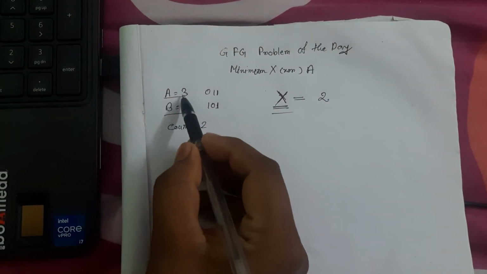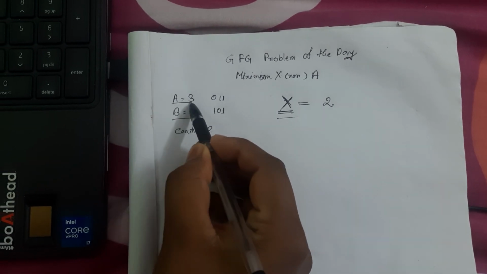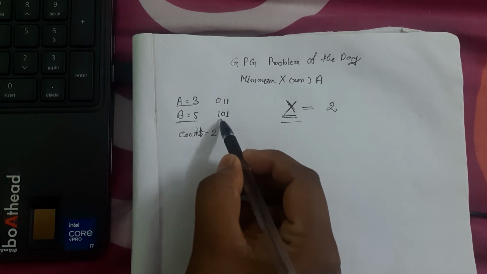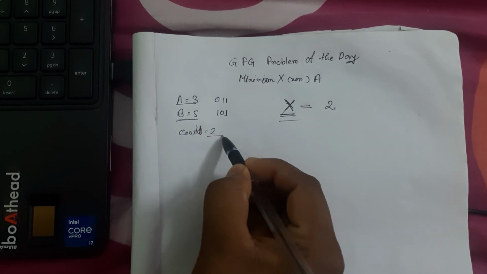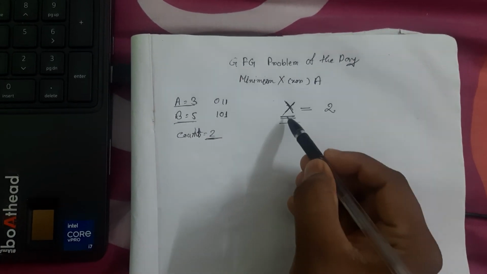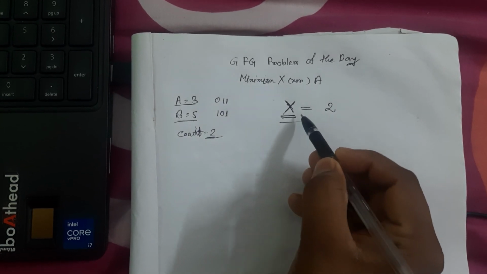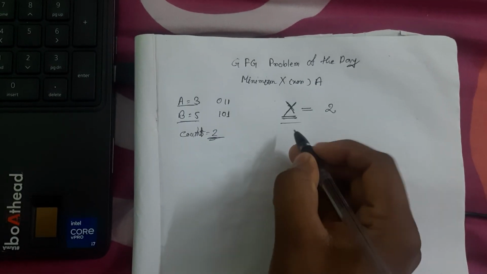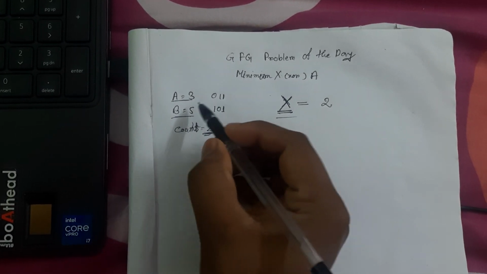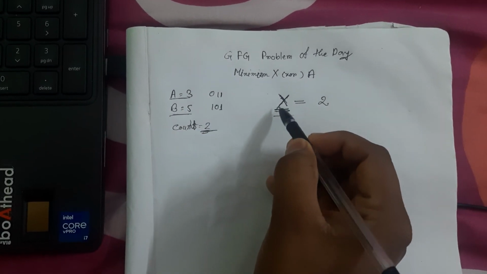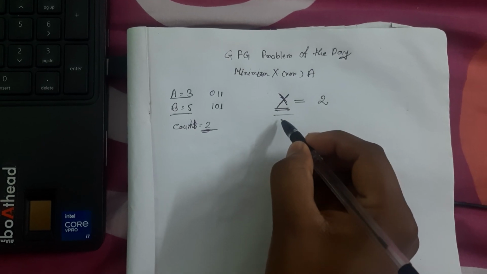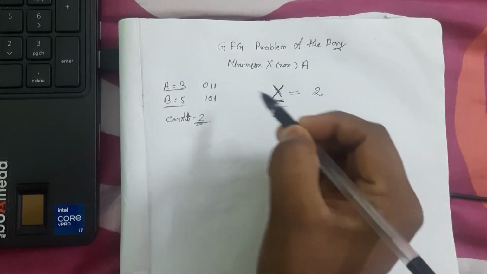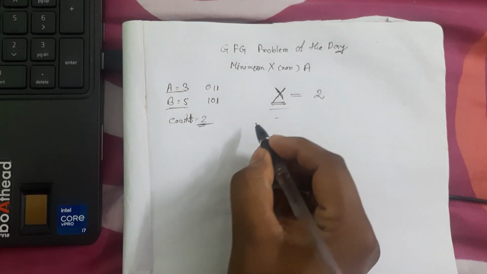So if you take an example, suppose a is 3 and b is 5, and the number of set bits in b is 2. So we need to find an x where the number of set bits in x is also equal to 2, and the XOR of a with that x should be as minimum as we can get. So we need to find that x. I hope you understand the problem.